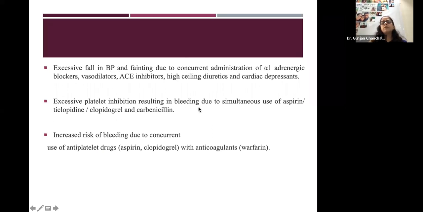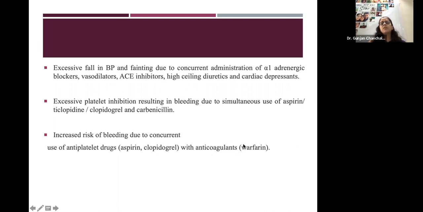Also, in many cardiac patients, we usually combine aspirin and clopidogrel because they enhance the platelet inhibition that is there. But at the same time, if a high dose is given, it may result in bleeding if these drugs are administered simultaneously, especially with carbenicillin.